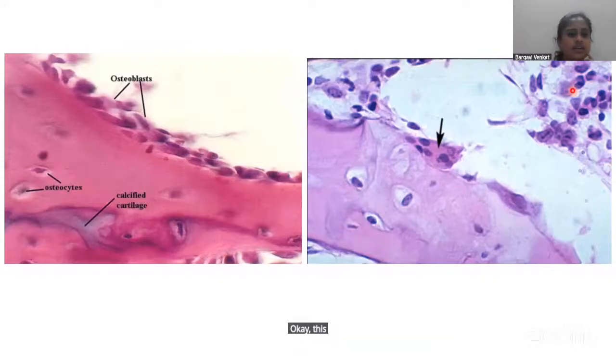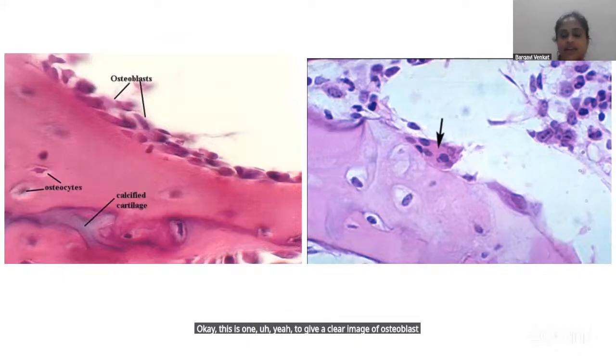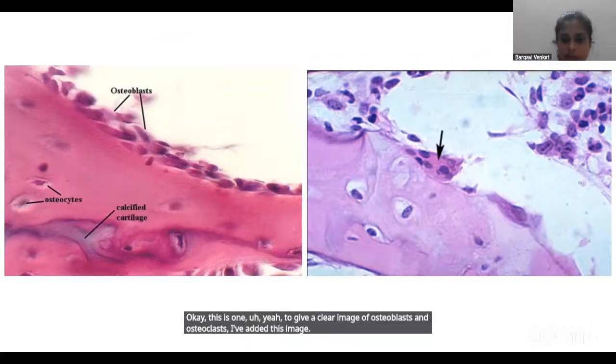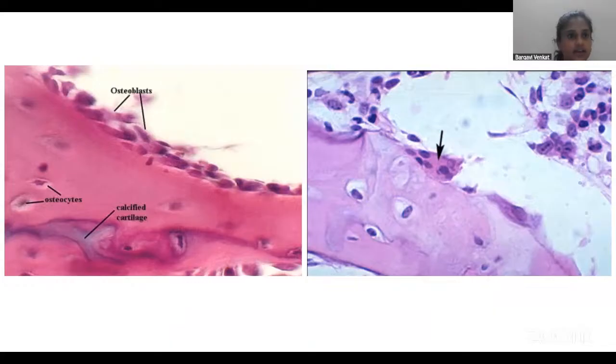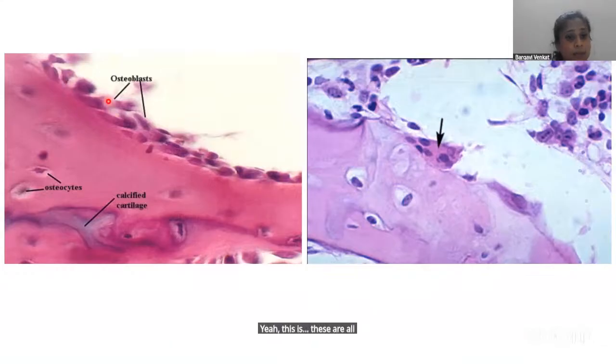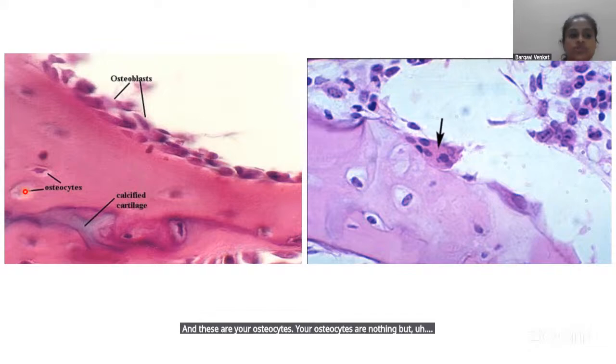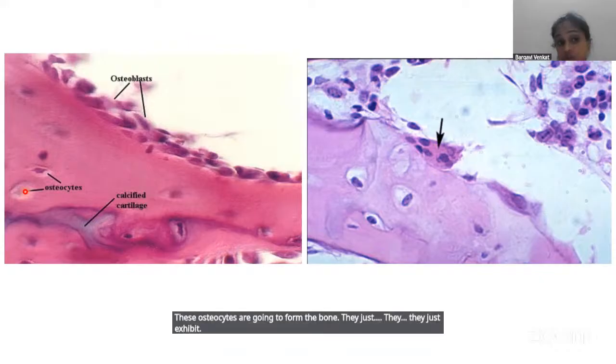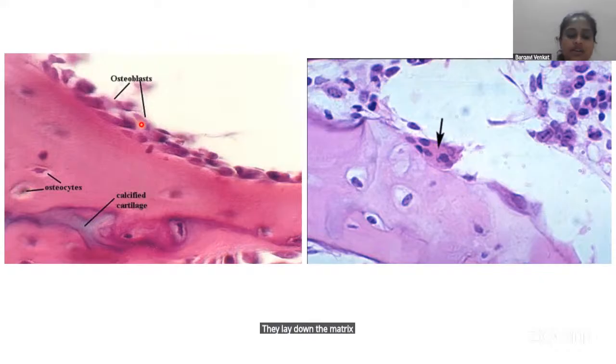Okay, to give a clear image of osteoblast and osteoclast, I've added this image. Yeah, these are all your osteoblasts. Okay, osteoblasts. Can you see here? And these are your osteocytes. These osteocytes lay down the matrix. Okay. Your osteoblasts will form new bone.